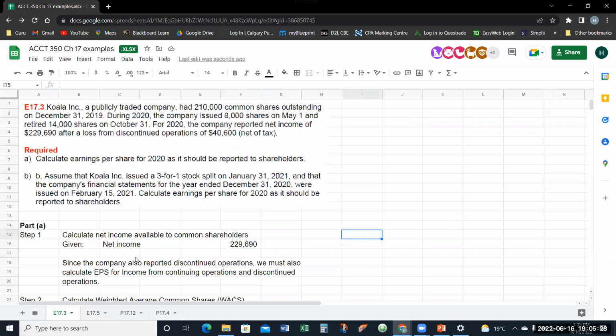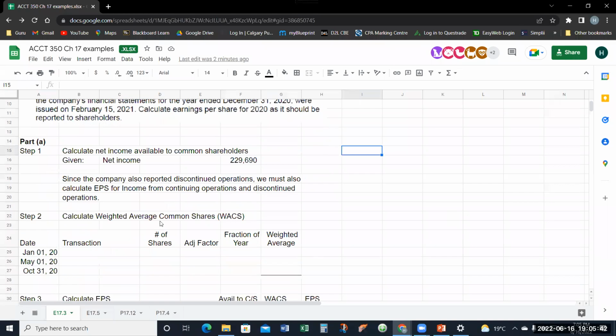Okay, so step one, there's nothing really for us to do. We were supposed to calculate net income available to common shareholders, and that number is given to us, nothing to really calculate. Second step in calculating basic earnings per share is to figure out the weighted average number of common shares, or weighted average shares outstanding, as people say, WASO.